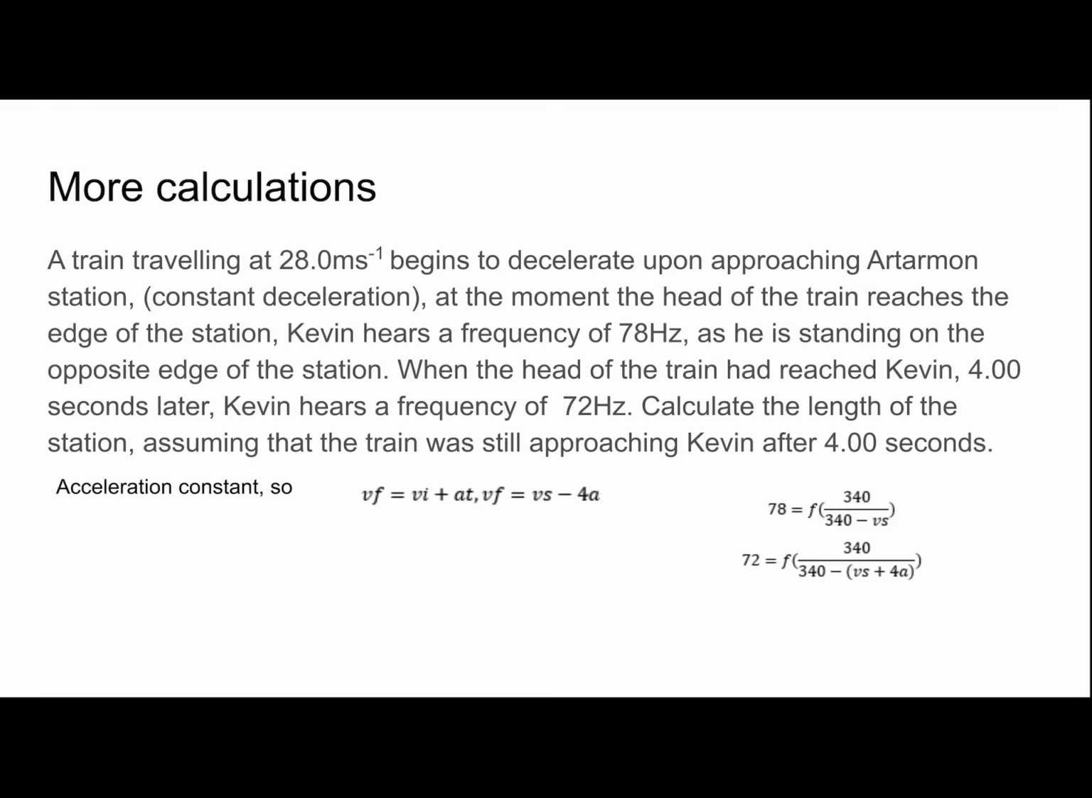So those are our two equations again, and like the previous question, we can divide through both equations. So equation 1 divided by equation 2, you should get that 78 over 72 equals 340 minus 4a minus Vs over 340 minus Vs. However, now we know that Vs is 28 meters per second because that's when it starts to decelerate. That's our initial speed of the source. So plugging in 28 for our Vs, we can solve for our acceleration.